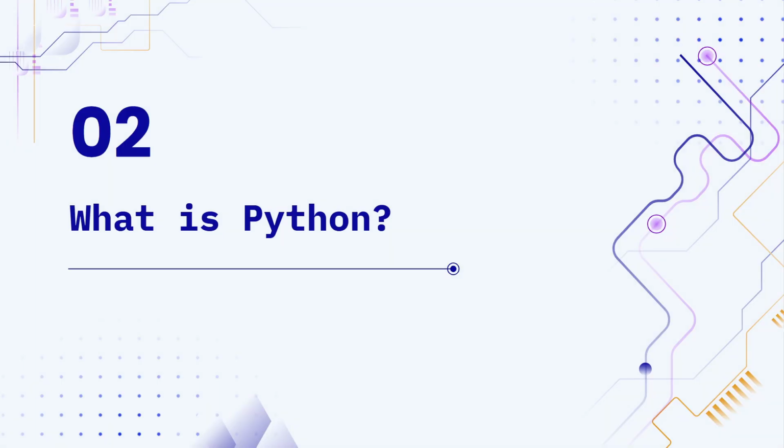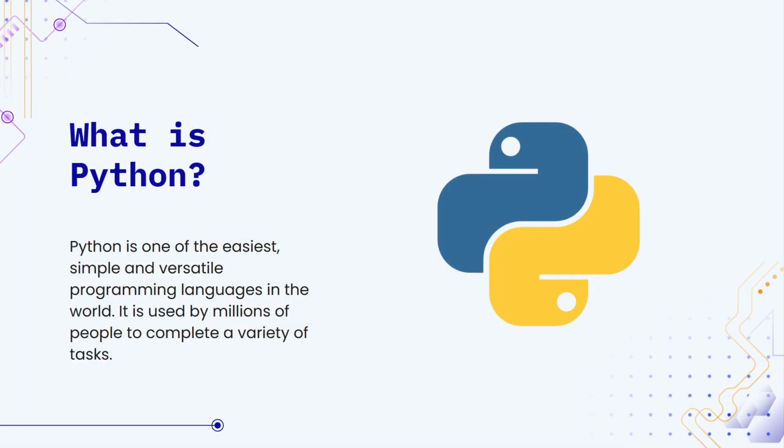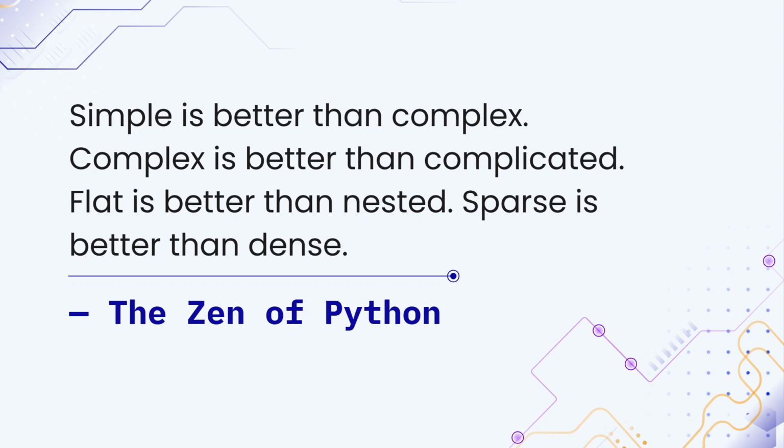Now we're going to learn about what Python is. It's one of the easiest, simplest, and most versatile languages in the entire world. It's really popular and you can use it for a variety of things. Now we have another quote, the Zen of Python: simple is better than complex, complex is better than complicated, flat is better than nested, sparse is better than dense. All you really have to understand here is that Python prioritizes simplicity rather than complexity like in other languages.